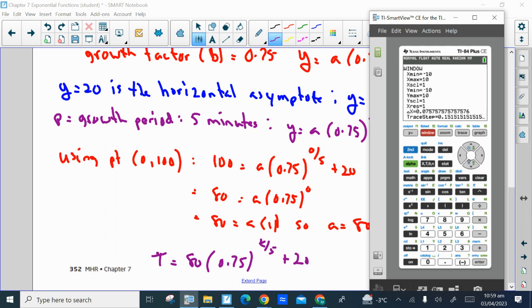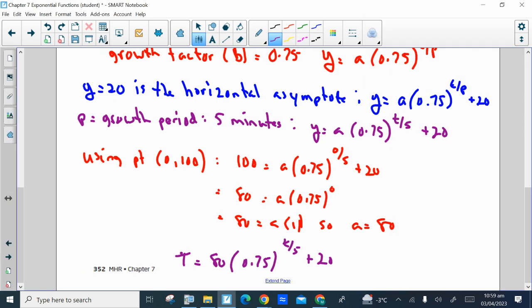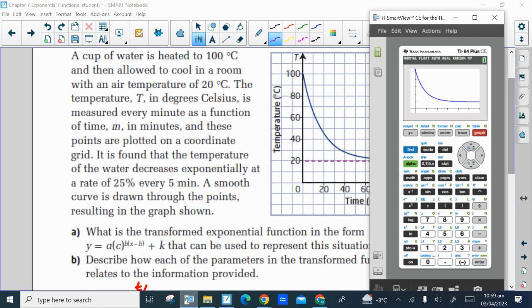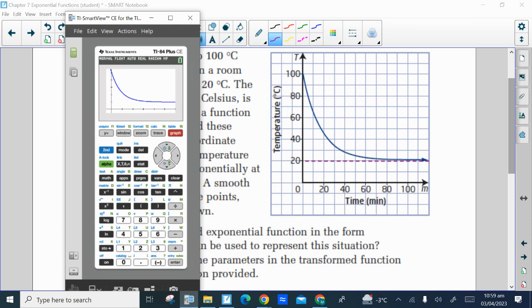I'm going to go from, let's say, negative 10 on the x-axis up to, let's say, 120 with a scale of 20. And for y, I'll go from negative 10 up to 110. And again, a scale of 20. So it certainly looks like the graph that we have on the page. But we can check a few points here by going to the trace mode.